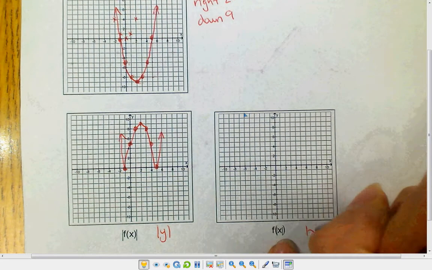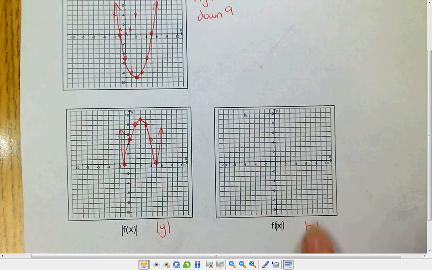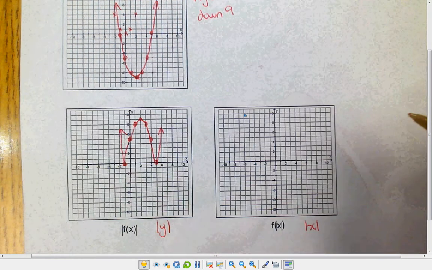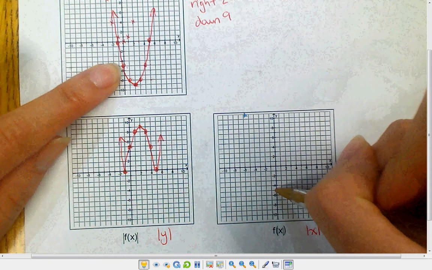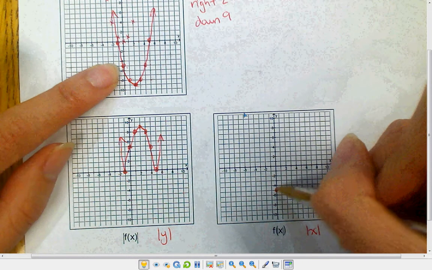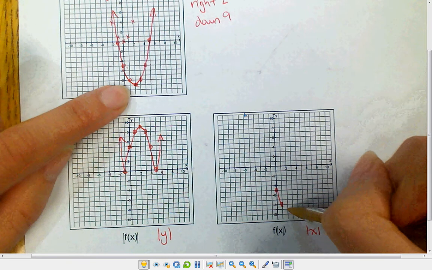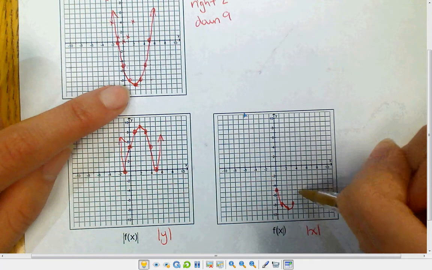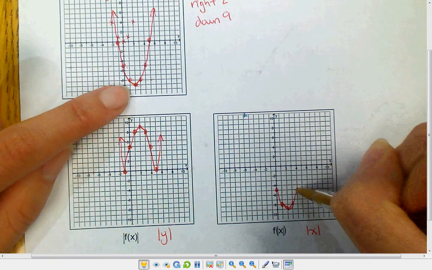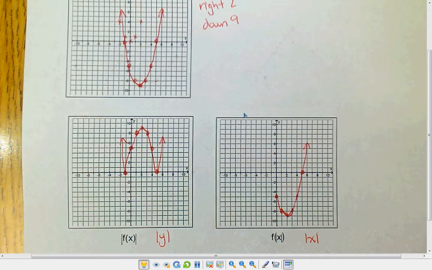Now for the second graph, we're going to find the absolute value of x. So again, we're keeping all of our positive x's. So this right side stays exactly the same. So we're going to start at the 0 here. 0, -5. 1, -8. 2, -9. 3, -8. 4, -5. 5, 0, and it keeps on going. So this side stays exactly the same.